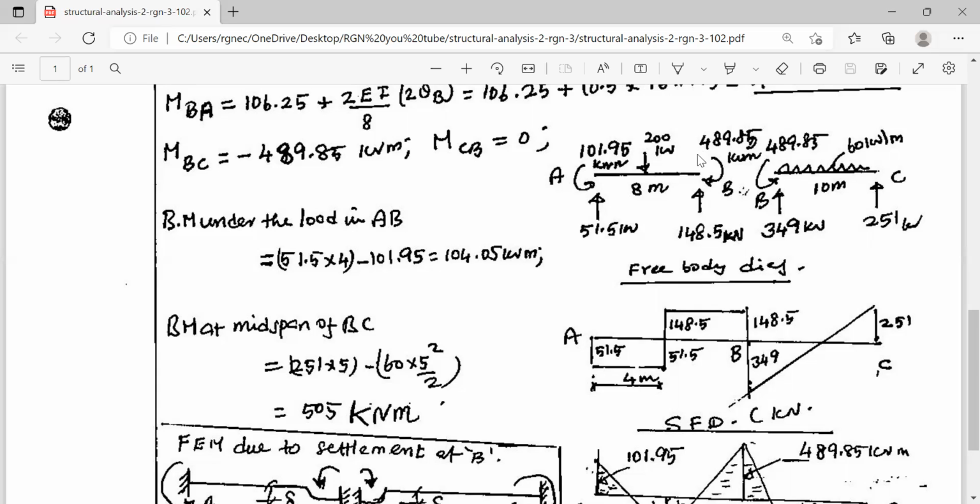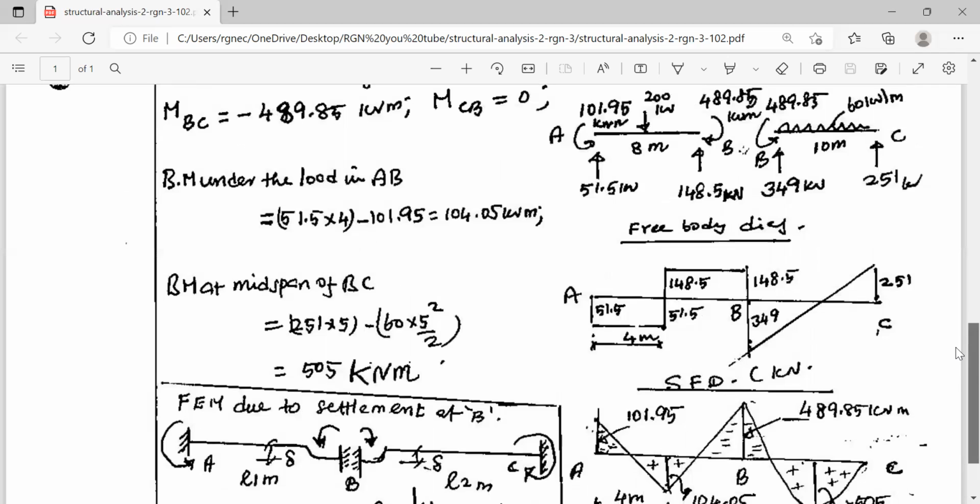Now at B, you have one load 148.5. It will balance the downward load of 148.5, which is due to 51.5 and 200. Then you have this load of 349. This is left upward. That is again negative. So it is 349. And what about this value at C? It is right upward. Left upward is negative, means right upward is positive 241. Between C and B, there is one uniformly distributed load, so it should be connected by a straight line. If there is no load, it should be connected by a horizontal line. If there is uniformly distributed load, it should be connected by a straight line. So this is the shear force diagram.